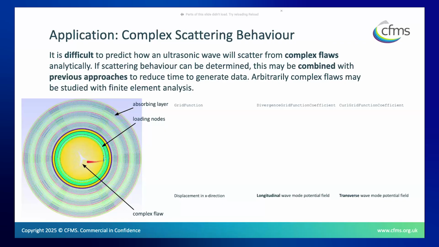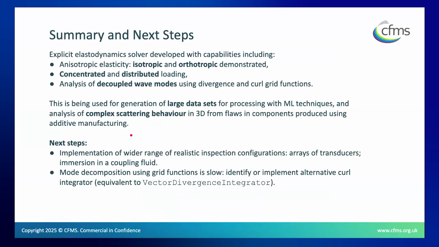This example here, this defect here is a little bit arbitrary, but I think it serves to show that scattering can be quite complicated from even this sort of simple flaw. So that's the end of this brief overview. I'll just briefly summarize what we've been working on.